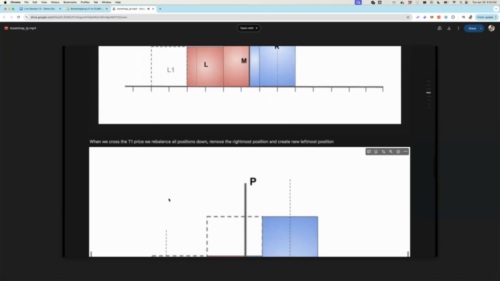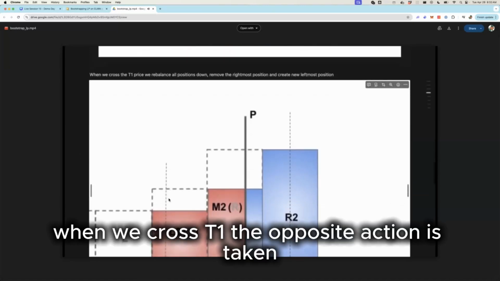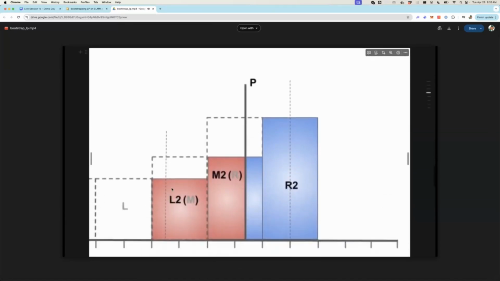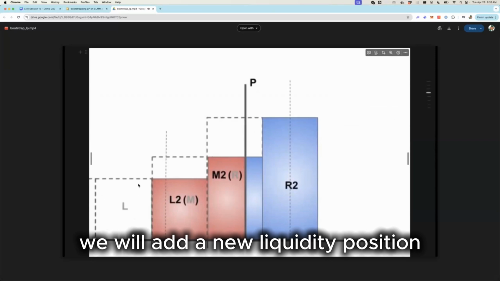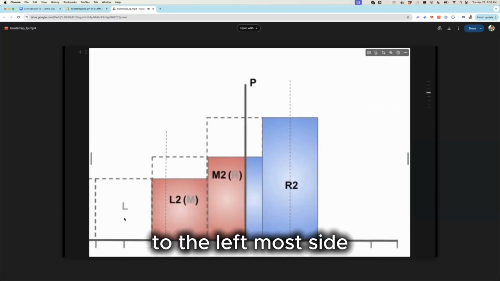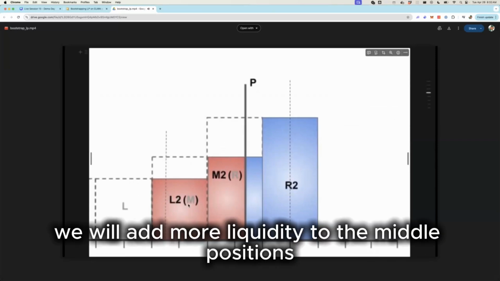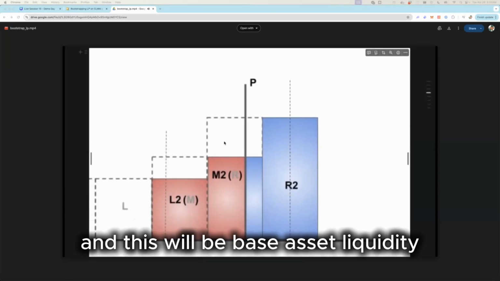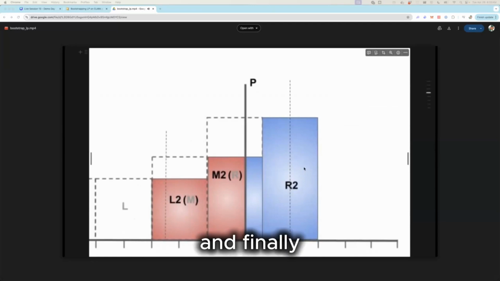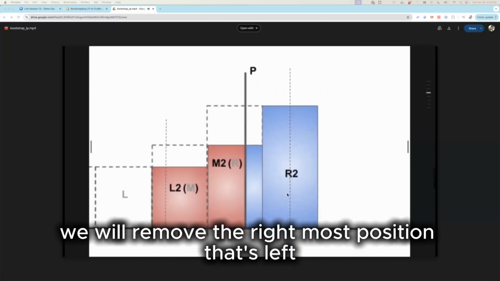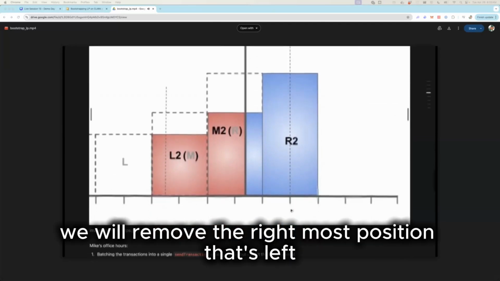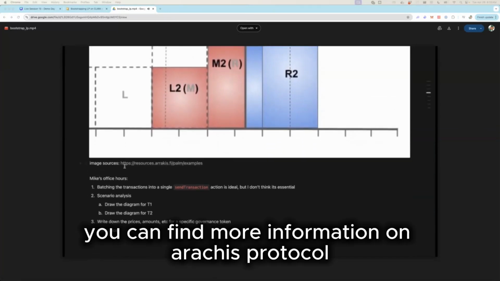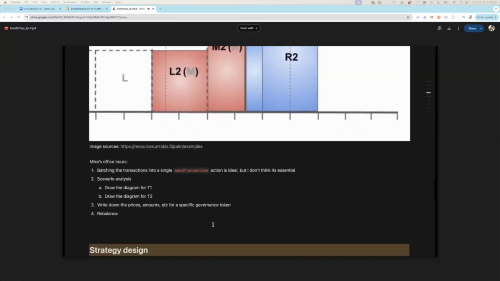For T1, when we cross T1, the opposite action is taken. We will add a new liquidity position to the leftmost side. We will add more liquidity to the middle positions, and this will be base asset liquidity. And finally, we will remove the rightmost position that's left. You can find more information on Arrakis protocol.